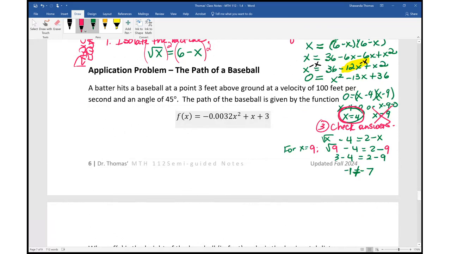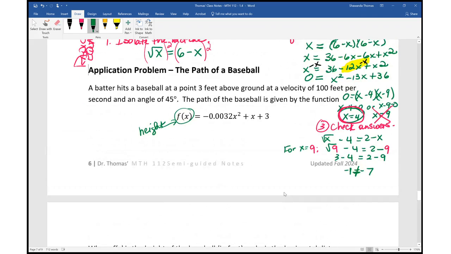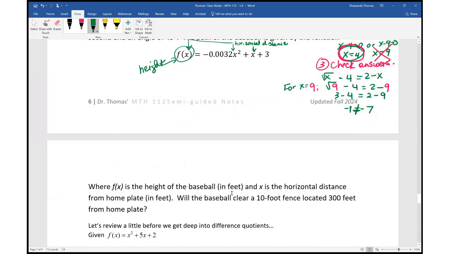So let's at least write some stuff down. This is the height of the baseball. And x is the horizontal distance. X represents the horizontal distance from home plate.